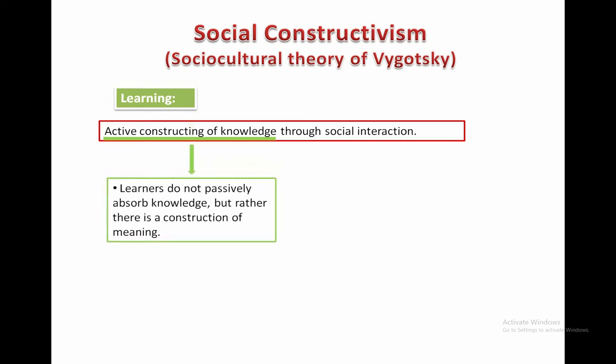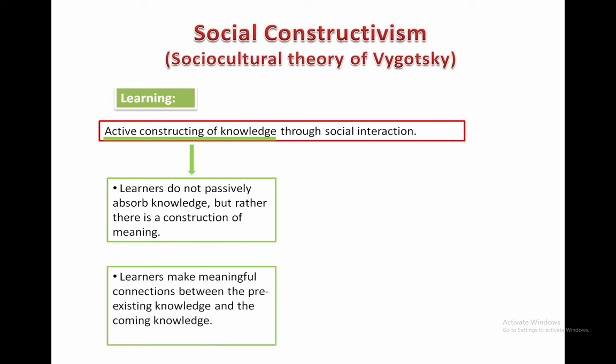For social constructivism, learners do not passively absorb knowledge, but rather there is a construction of meaning, which means that learners are active agents when it comes to learning. Social constructivism also sees that learners make meaningful connections between the pre-existing knowledge and the coming knowledge. This means that there is an active process that goes on within the human mind while learning. Through this process, learners associate the common knowledge with the prior knowledge. Based on this keyword, social constructivism sees learning as a process through which learners actively construct their knowledge based on pre-existing knowledge.